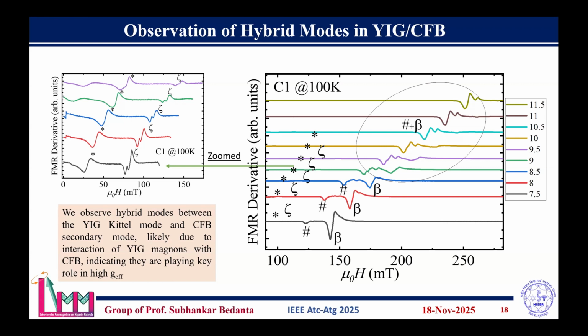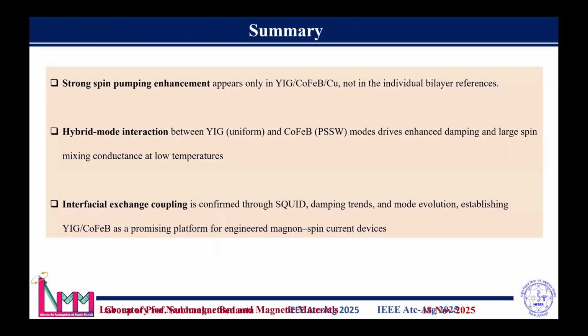So at the end, I would like to summarize that strong spin pumping enhancement is seen in this YIG CFB heterostructure compared to the reference single layer, and this hybridization of mode between the YIG uniform mode and the cobalt iron boron PSSW modes drives this enhanced spin pumping, at the lower scale of the temperature, which could be useful in these magnonic devices kind of structure. And we have also confirmed this interfacial exchange coupling from our SQUID data and these damping measurements, etc.